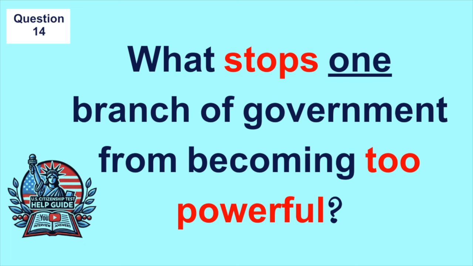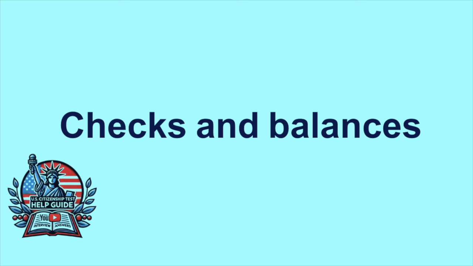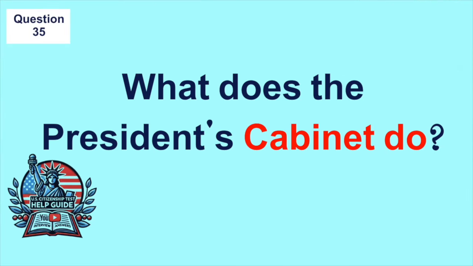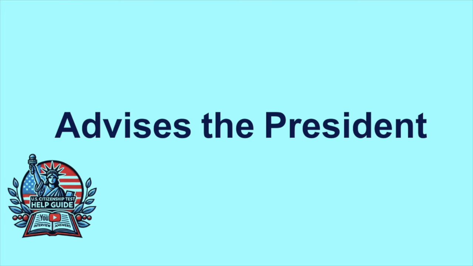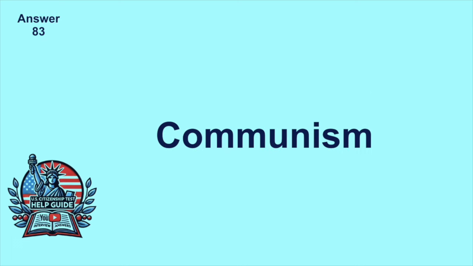What stops one branch of government from becoming too powerful? Checks and balances. What does the President's cabinet do? Advises the President. During the Cold War, what was the main concern of the United States? Communism.